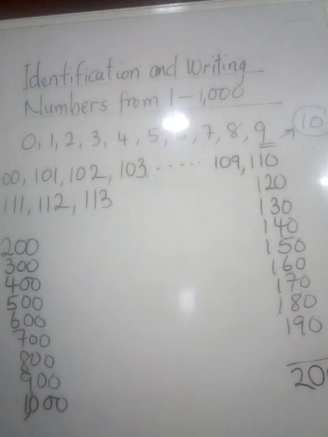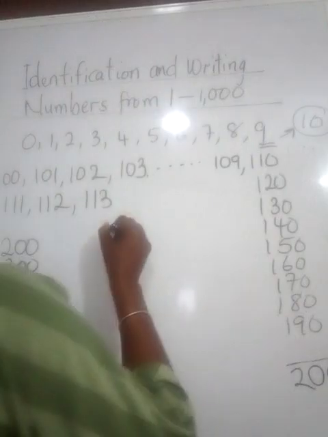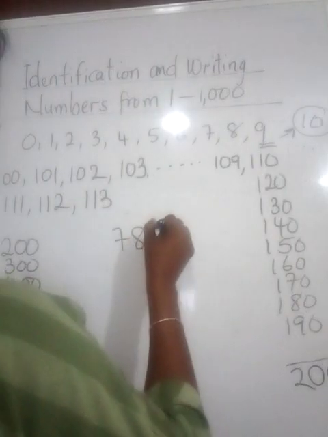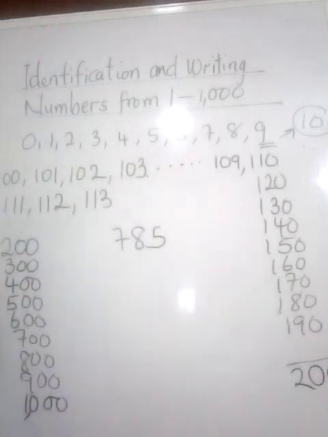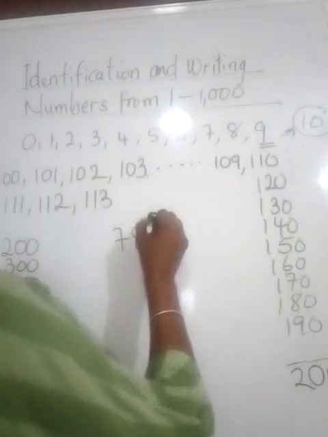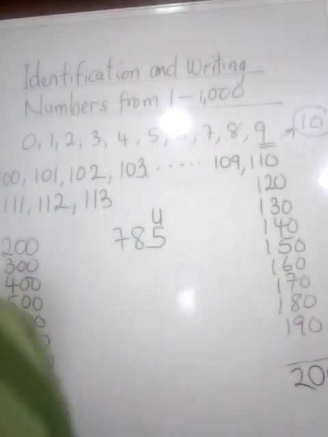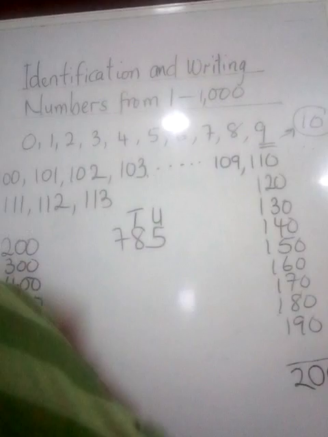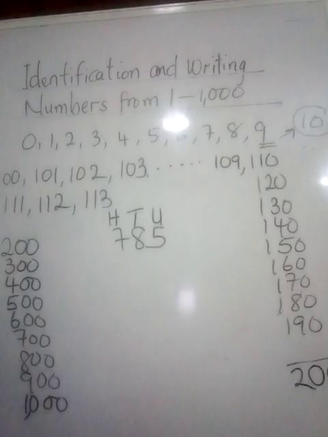Okay, so let's look at another number and try to see if we can name it. So this time we are looking at 785. I don't want to say the number. I don't want to say what it is. I want you to try and identify it yourself. But first, let's start working together, arranging them in the columns of their values from the right side. So 5 comes under unit, 8 comes under tens, and 7 comes under hundreds.